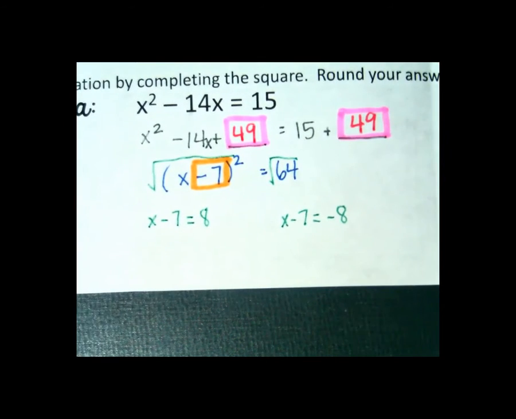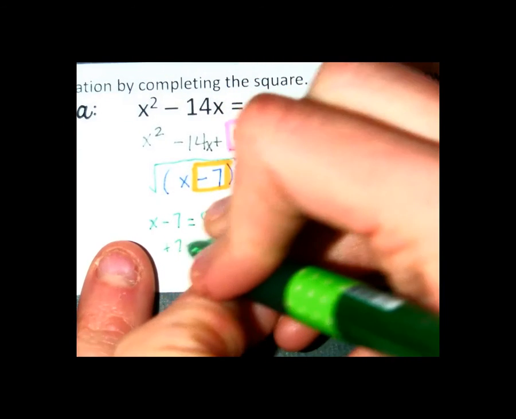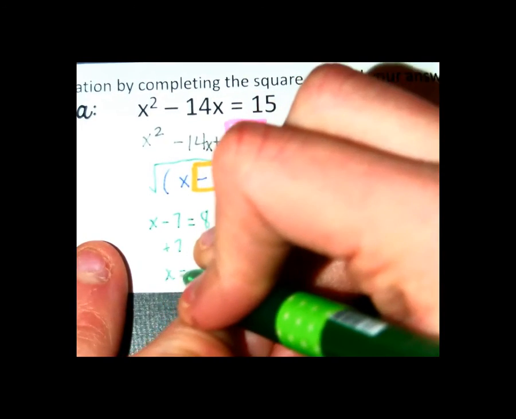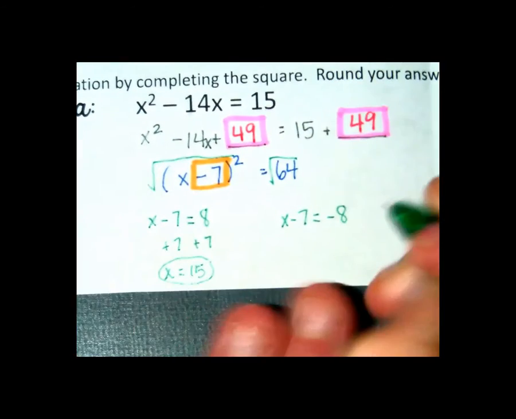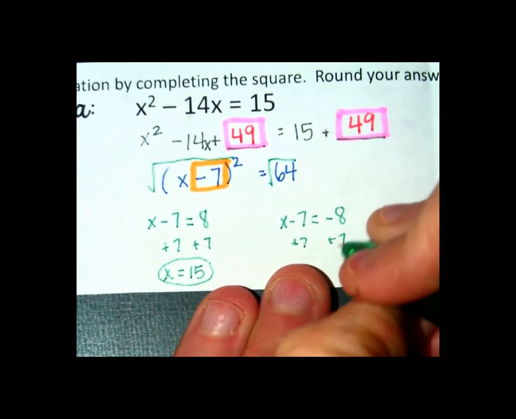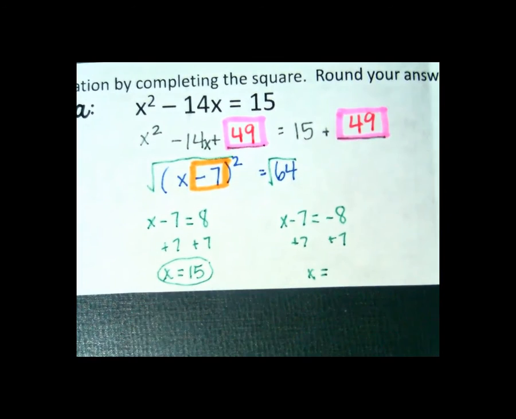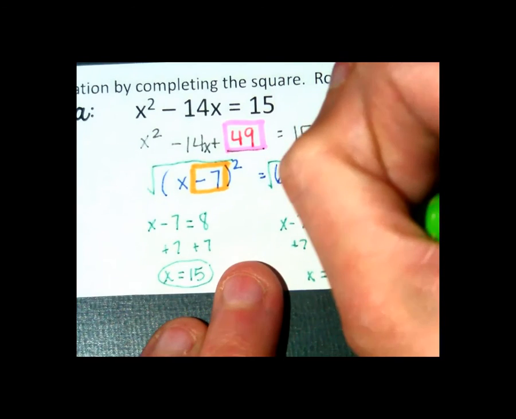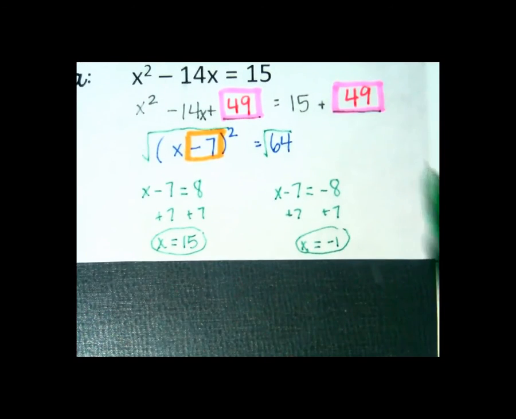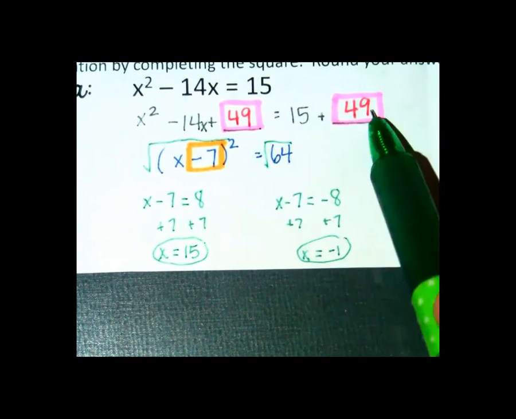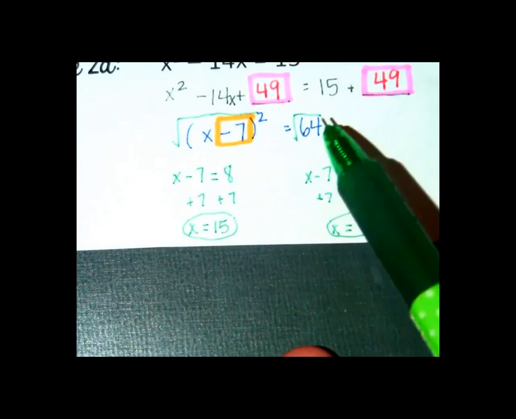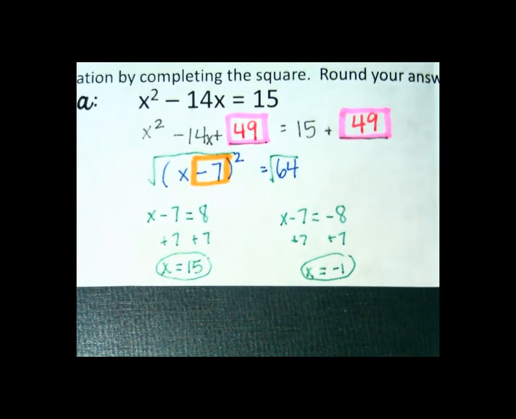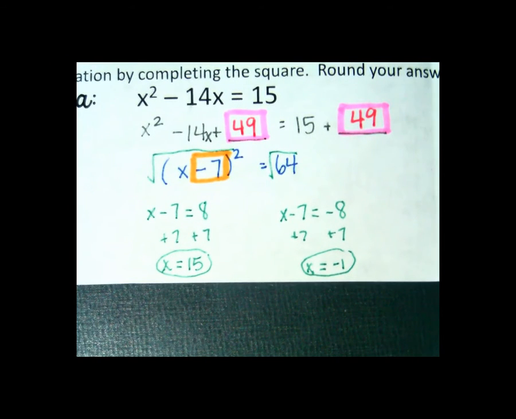What's the last step here? So x equals 15, and x equals -1. So, rewrite it with a blank, go over, complete the square, then solve by taking square roots. I want you guys to try example 2b.